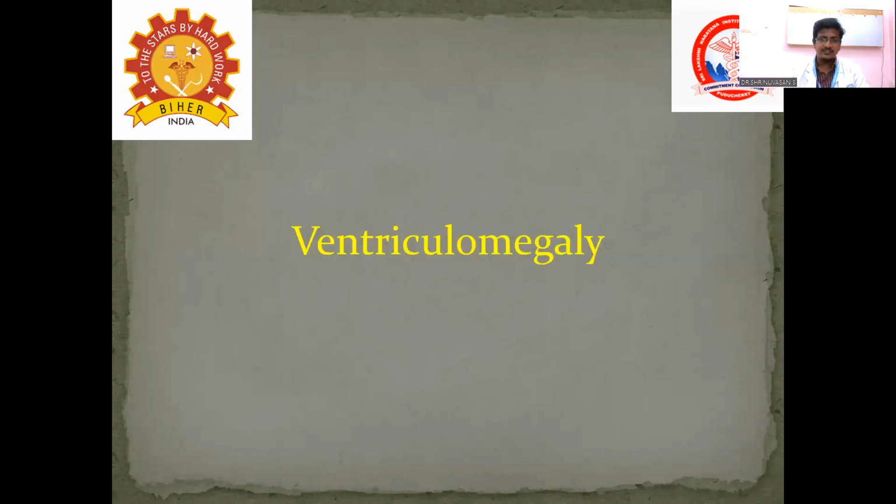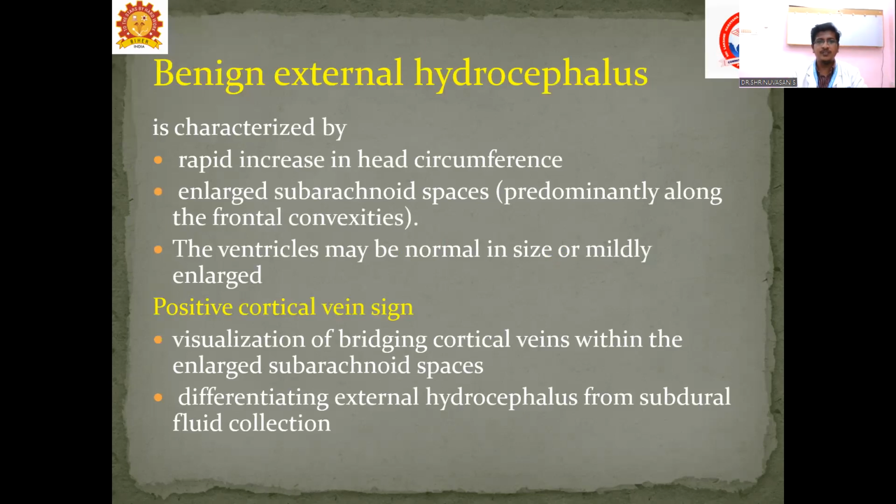Okay, we go to the next question. That is ventriculomegaly. As I told you, ventricles are nothing but the cavities within the brain filled with CSF. Whenever there is a rapid increase in head circumference or enlarged subarachnoid spaces, you have to identify whether the ventricles are normal or mildly enlarged.